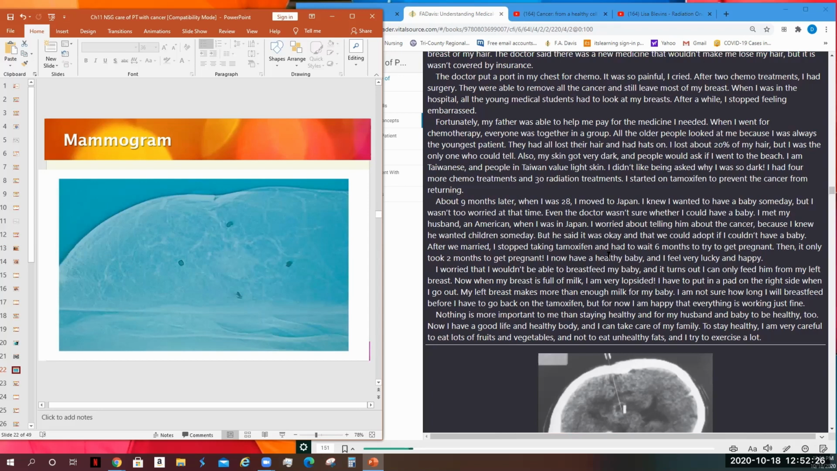I worried that I wouldn't be able to breastfeed my baby, and it turns out I can only feed him from my left breast. Now, when my breast is full of milk, I'm very lopsided. I have had to put in a pad on the right side when I go out. My left breast makes more than enough milk for my baby.